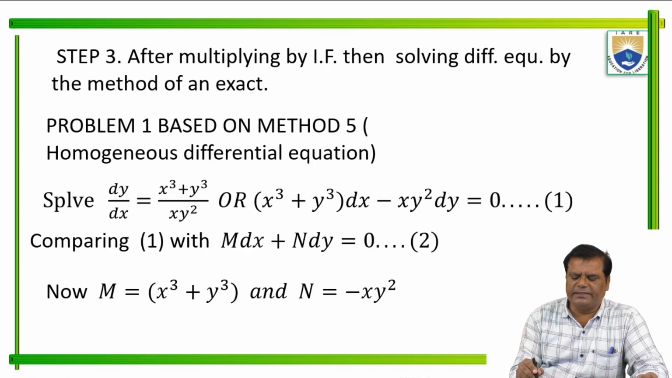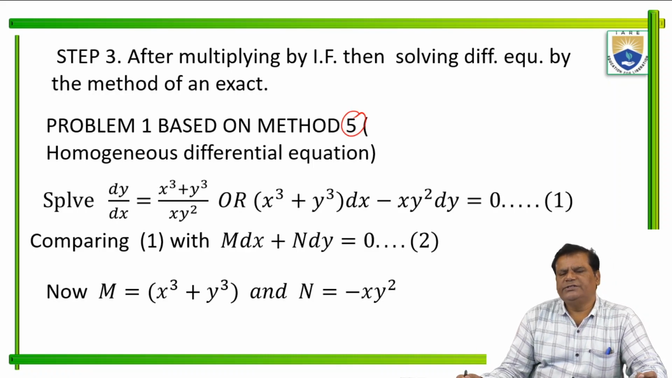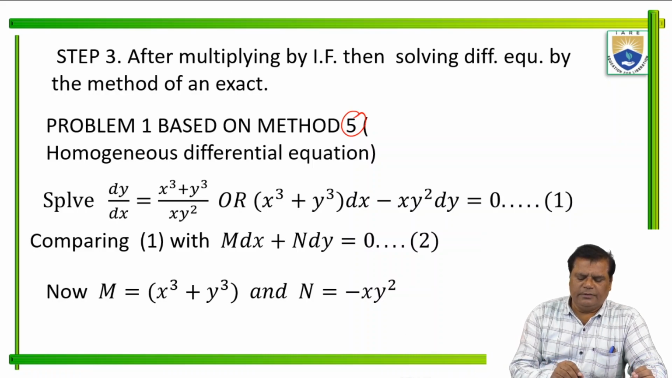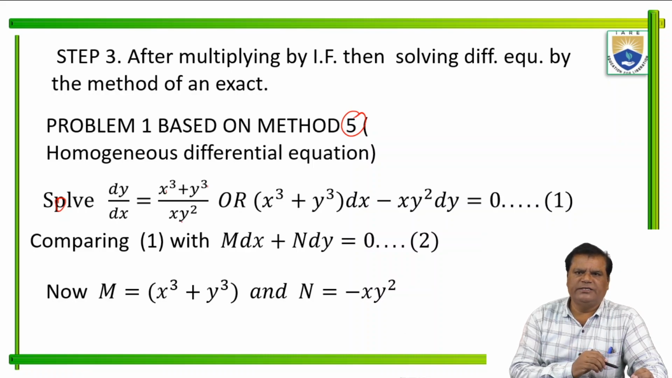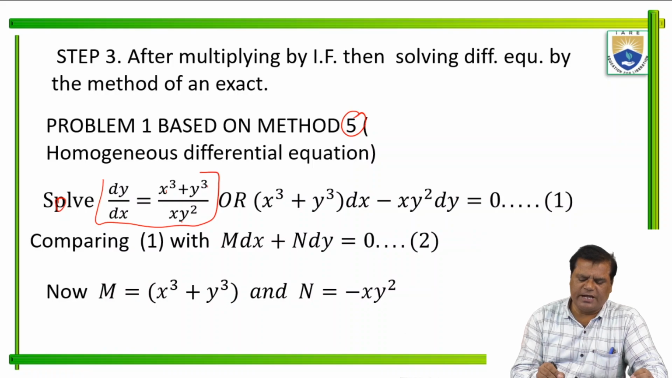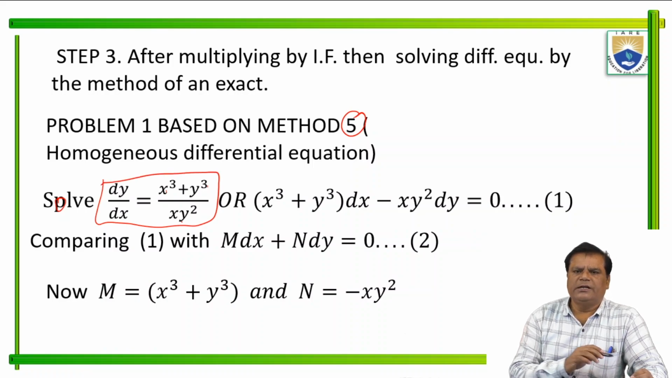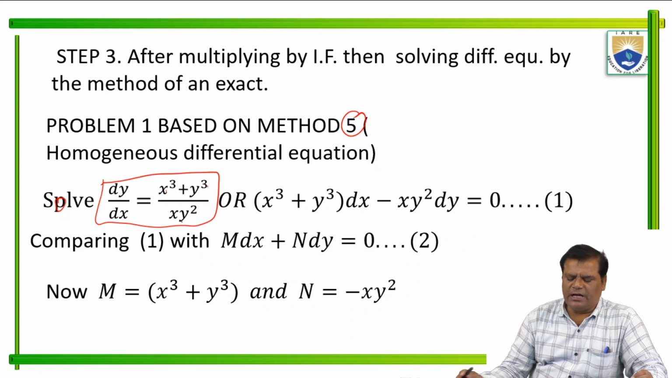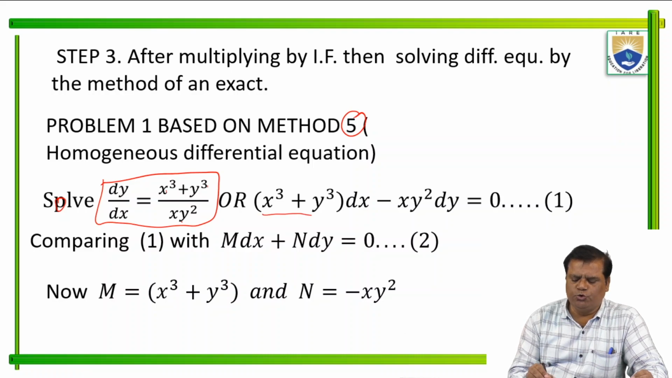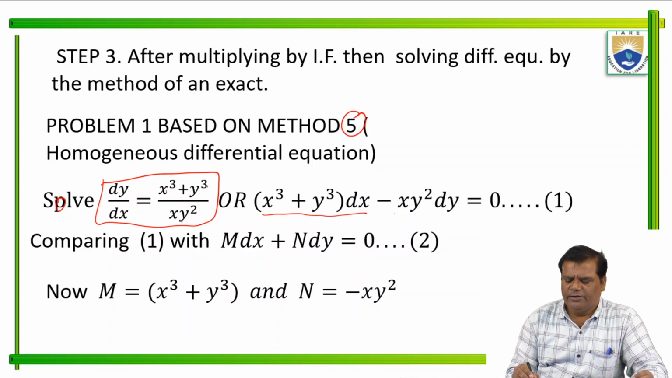So here we are solving this problem. Problem 1 based on method 5, homogeneous differential equation. Our question is a homogeneous differential equation: dy/dx equal to x cube plus y cube upon xy square. This equation may be of this type. But now in exact differential equation form, our question is this type: x cube plus y cube into dx minus xy square into dy equal to 0.